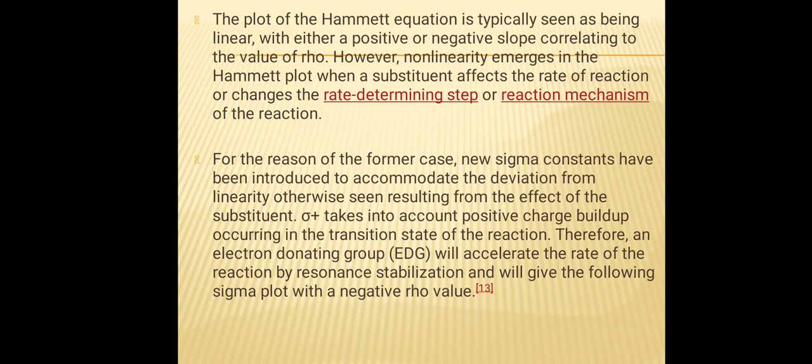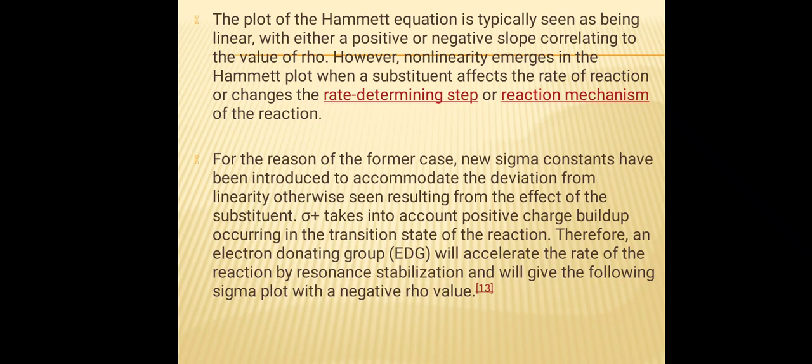The plot of the Hammett equation is typically seen as being linear, with either a positive or negative slope corresponding to the value of rho. However, non-linearity emerges in the Hammett plot when the substituent affects the rate of reaction or changes the rate determining step or reaction mechanism of the reaction. For the former case, new sigma constants have been introduced to accommodate the deviation from linearity otherwise seen resulting from the effect of the substituent.